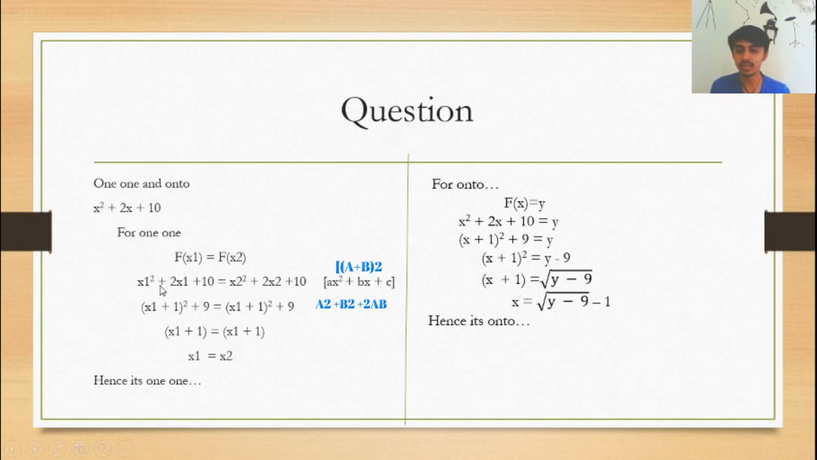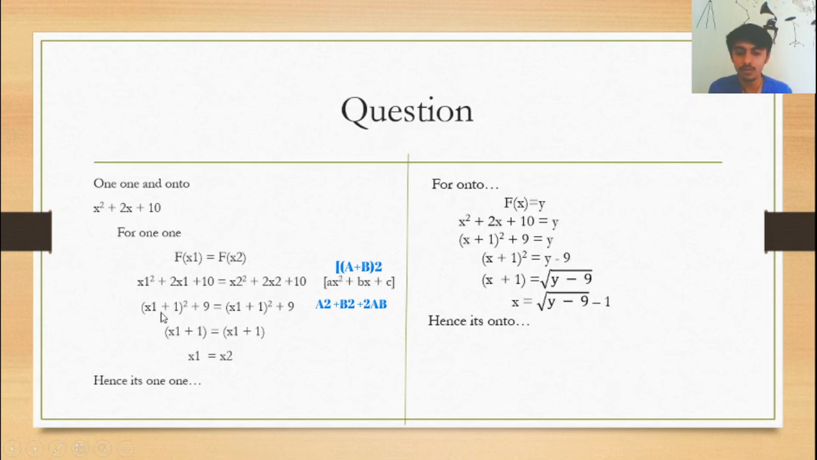So x1 square plus 2x1 plus 10 is equal to x2 square plus 2x2 plus 10. Okay, this is the normal formula. So now comparing it with ax square plus bx plus c and the normal formula, I don't know why I wrote this, this is wrong, this is wrong.